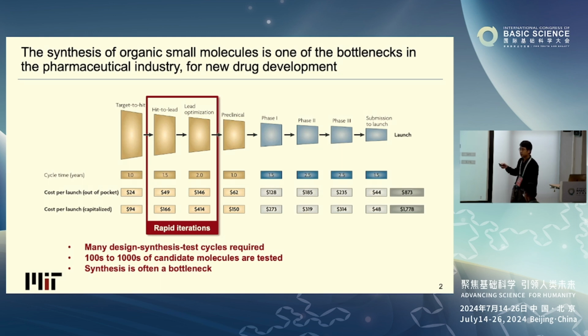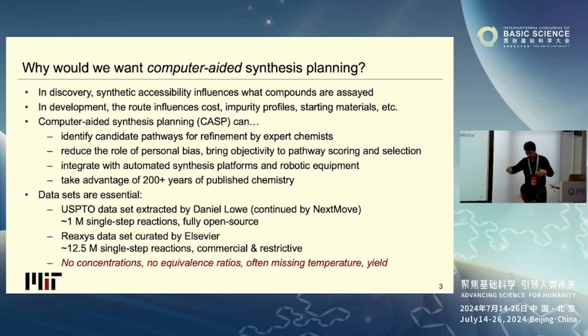So in these stages, we need to design and synthesize hundreds to thousands of small molecules and be able to synthesize and test them in the lab. So being able to quickly design synthesis is one of the major bottlenecks for drug development. Traditionally, this has been mostly empirical. Chemists would, based on their intuition and chemical knowledge, figure out synthetic pathways to target molecules.